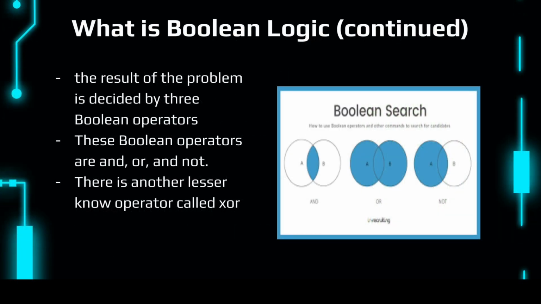What is Boolean logic continued? The result of the problem is decided by 3 Boolean operators. These Boolean operators are and, or, and not. There is a lesser known operator called XOR.